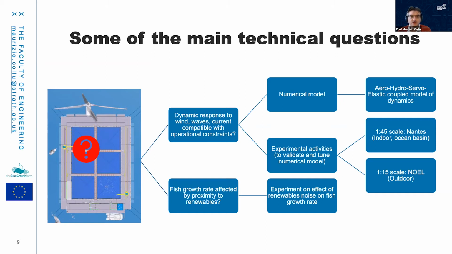But also, and critically, typically in aquaculture we have fish grown in a cage and there is nothing around for hundreds of meters. What happens if now we put this fish in close proximity to oscillating water columns, to wind turbines? Are they disturbed by these renewables? Do they grow with the same growth rate?